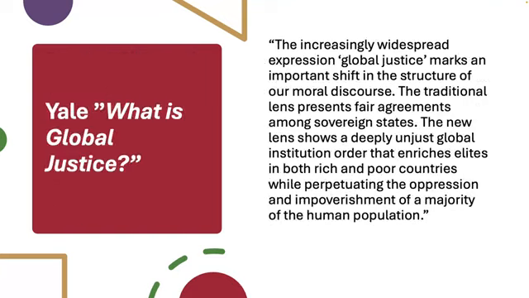A paper published by Yale on what is global justice notes that global justice, the increasingly widespread expression of, marks an important shift in the structure of our moral discourse. The traditional lens presents fair agreements among sovereign states. The new lens shows a deeply unjust global institutional order that enriches elites in both poor and rich countries, while perpetuating the oppression and impoverishment of the majority of the human population. This position of global justice, then, seeks to provide a greater definition of the issue.